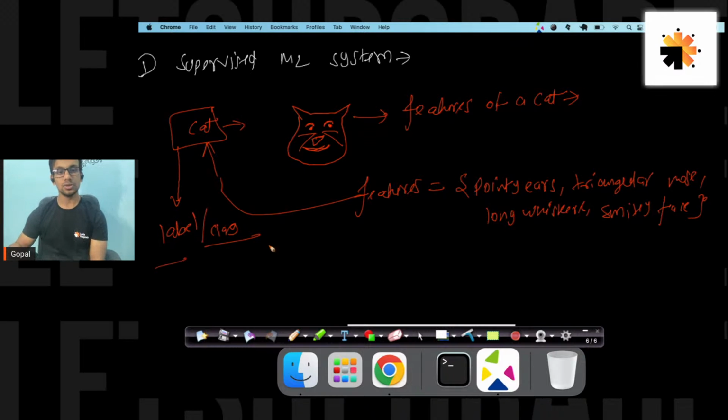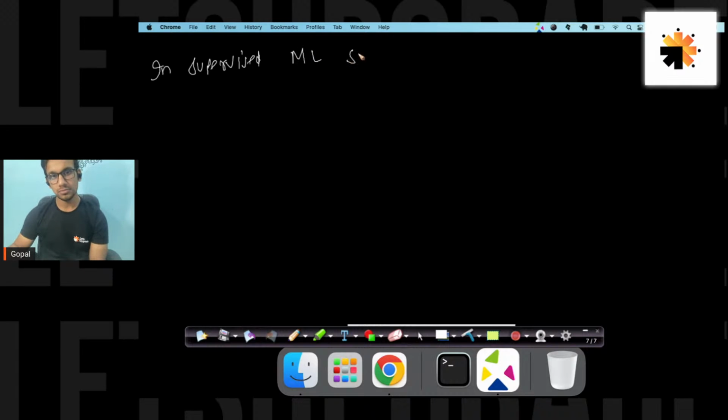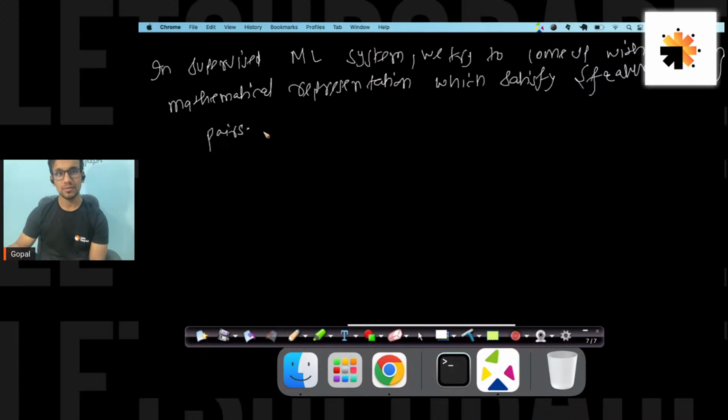Okay, is it clear? So now what we do in a supervised machine learning system is we try to come up with a machine learning model, or a mathematical representation, which satisfies feature and label pairs. That's it.